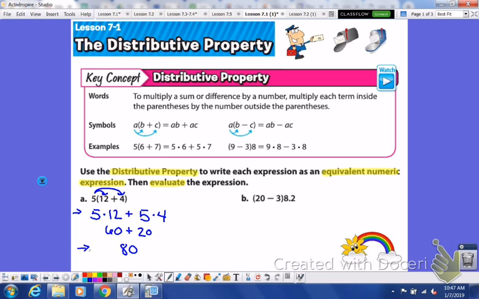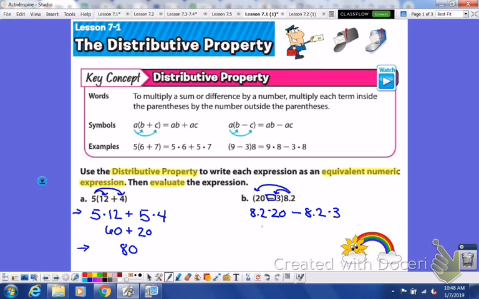Okay, second example here. In parentheses, 20 minus 3, times 8.2 outside parentheses. Now this time our number outside is in the back, but still the same idea. Distribute it to each number inside. Notice there's a minus sign this time. So we have 8.2 times 20 minus 8.2 times 3. Make sure you can tell the difference between your decimals and your multiplication. I'm using the dot this time instead of parentheses because our goal was to get rid of parentheses with our distributive property. Here we evaluate.